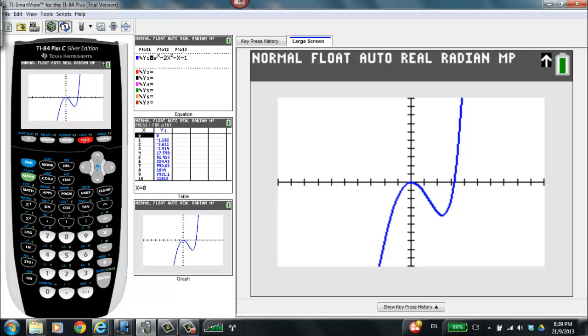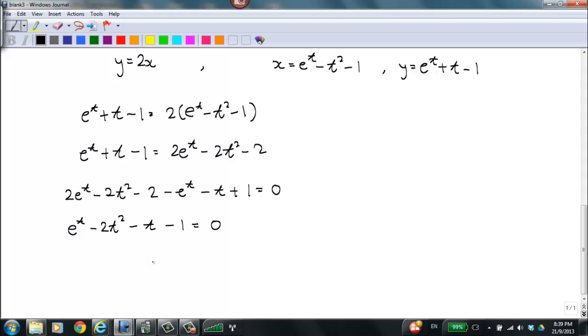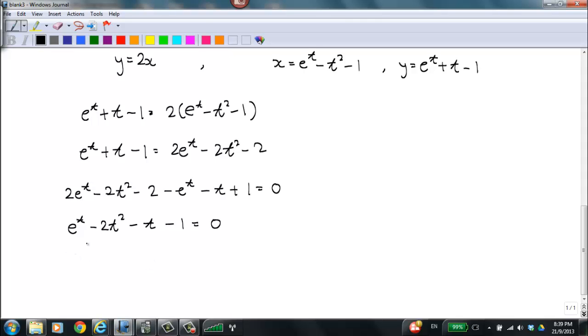So to find it, calculate zero, go for the left bound, go for the right bound, and to get a more accurate value, when you are prompted to guess, shift the cursor as close to the point as possible. You will get the value to be 3.21. Hence, to be more complete for our solution, we will say there are two solutions: t equals 0, which is point P, and t equals 3.21, which is for point Q.